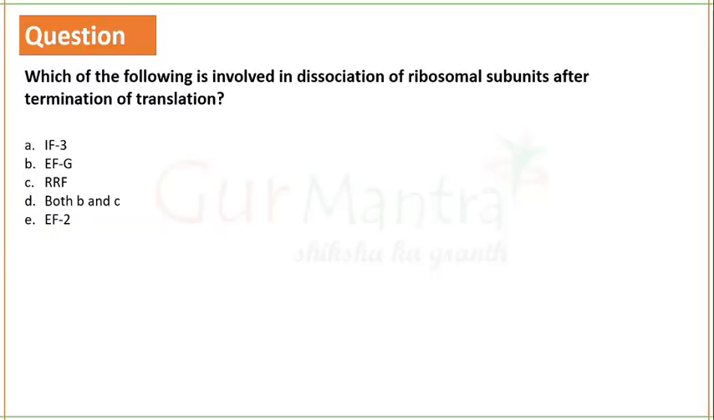So here you have your question on your screens. Which of the following is involved in dissociation of ribosomal subunits after termination of translation? IF3, EFG, RRF, both B and C, EF2. Now you should know what IF, EF, RRF mean. So do answer in the comment section.